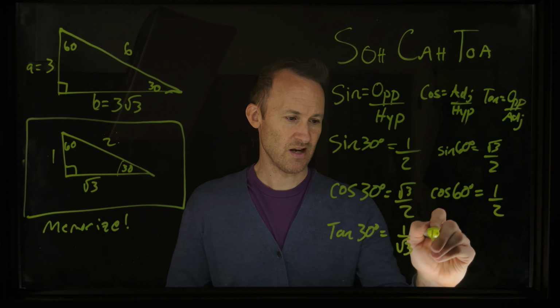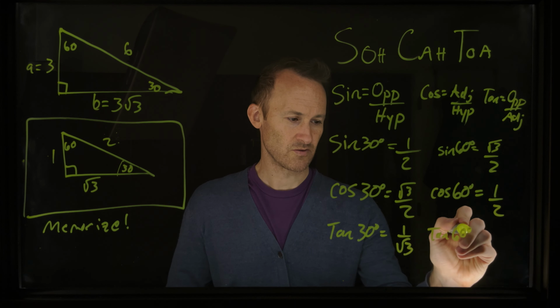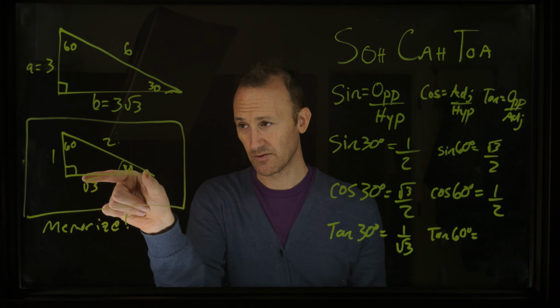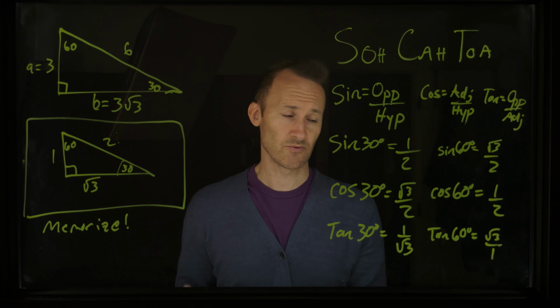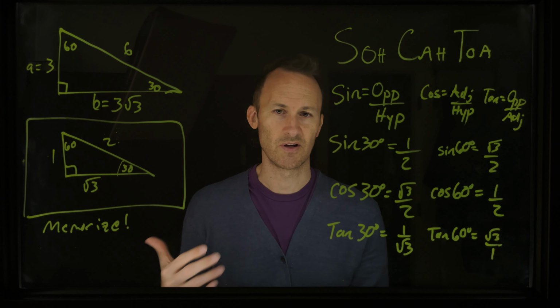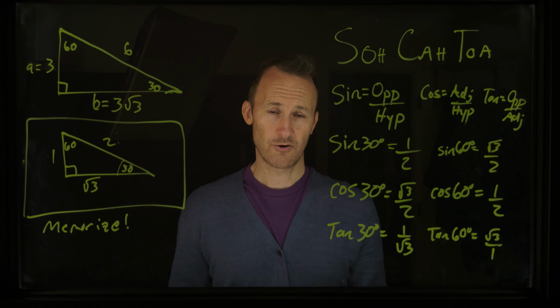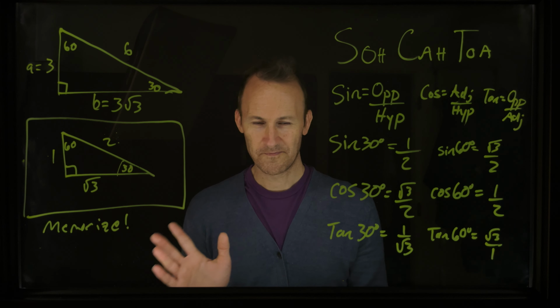And finally, what's the tangent of 60? Let's do this one together. Opposite over adjacent. I come opposite, I get root 3, and adjacent is 1. So it's root 3 over 1. I'll go ahead and leave it as root 3 over 1, even though that clearly simplifies to root 3. You would usually omit the 1 there.